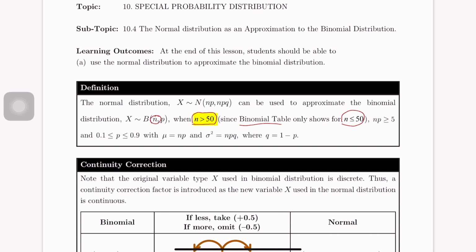Since in the normal distribution we have a mean and a variance, as you remember from the previous video, we need to get the mean and variance from the binomial. The mean is n times p. The variance is n times p times q, where q equals 1 minus p.